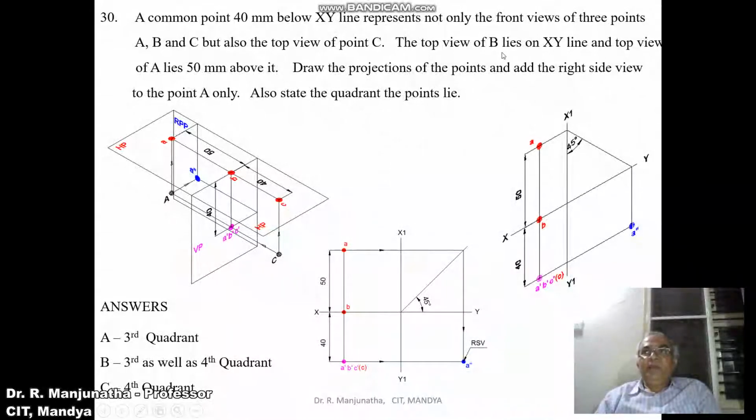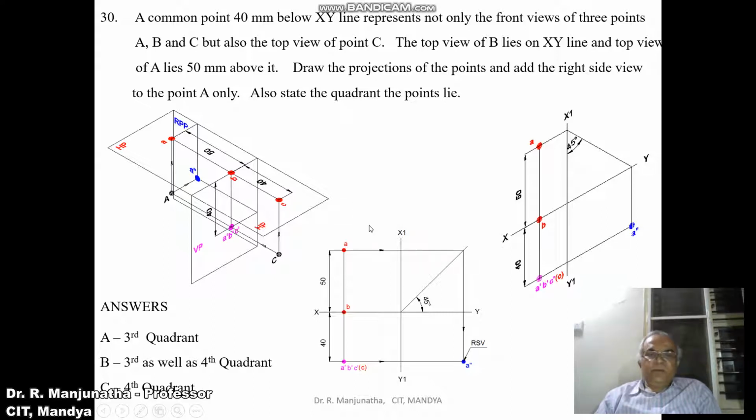The top view of B lies on XY line. So the top view of the point B will be on XY line, and the top view of A lies 50 mm above it. So from here you measure 50 mm above it and you mark this point. Draw the projections, and add the right side view only for the point A.